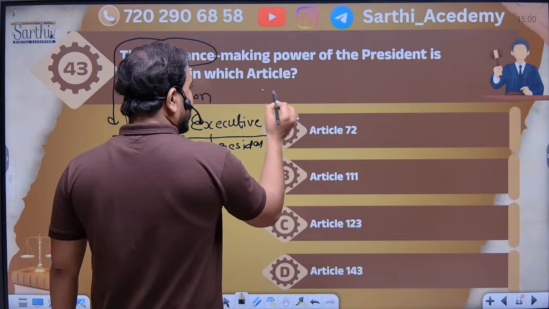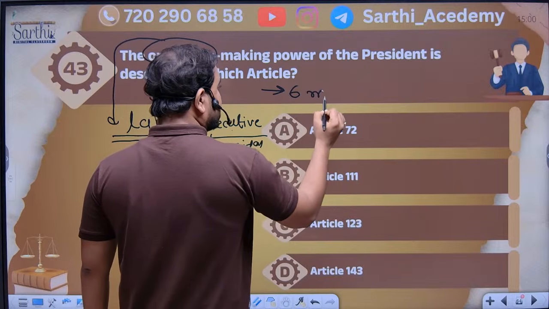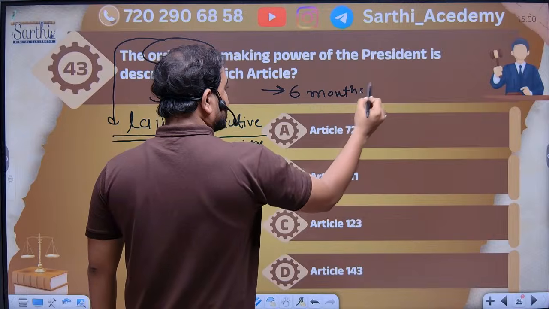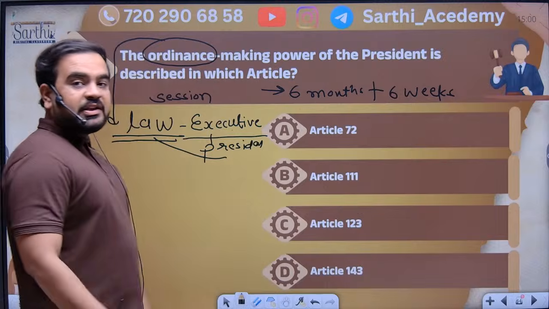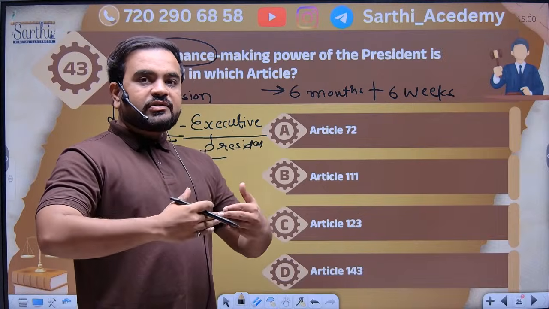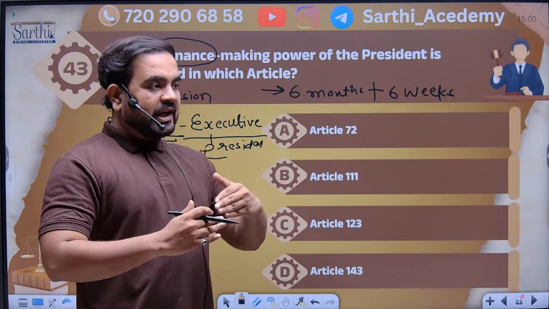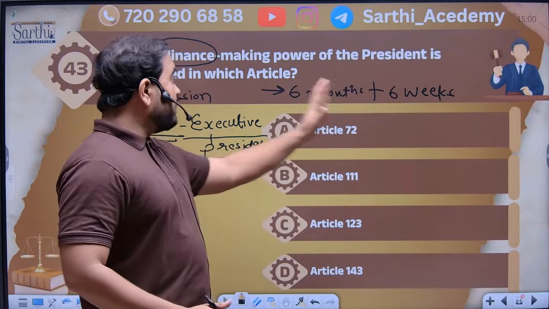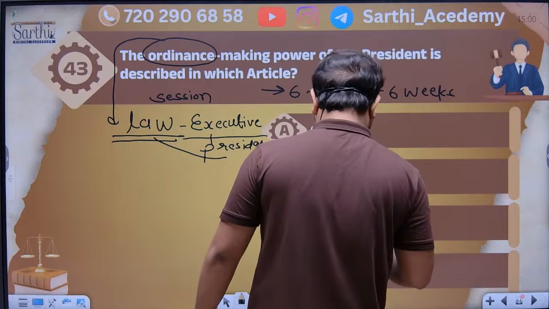And that is why I actually discussed with you that the maximum time period for the ordinance can be 6 months plus 6 weeks. So when there is a commencement of the session for the first date, you will consider the date from the first sitting of the next session, and within 6 weeks you have to pass the ordinance in the legislature, article 123.